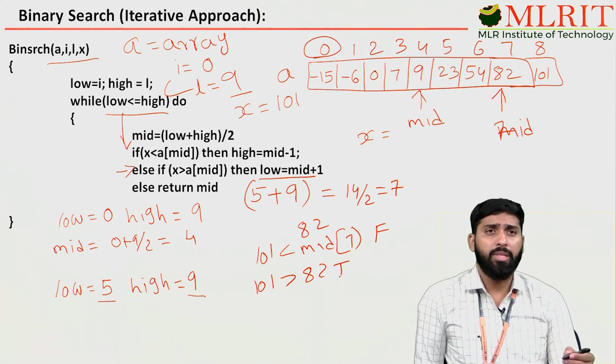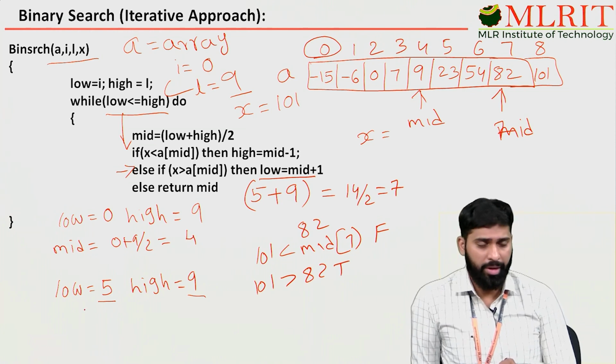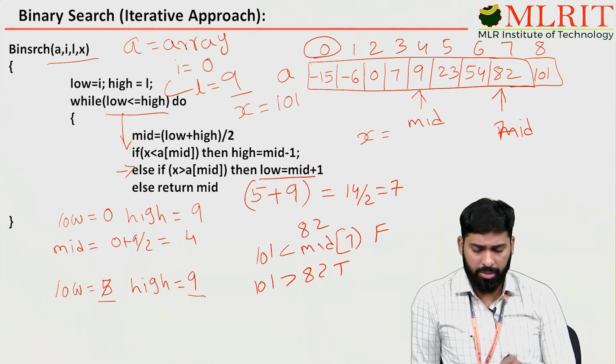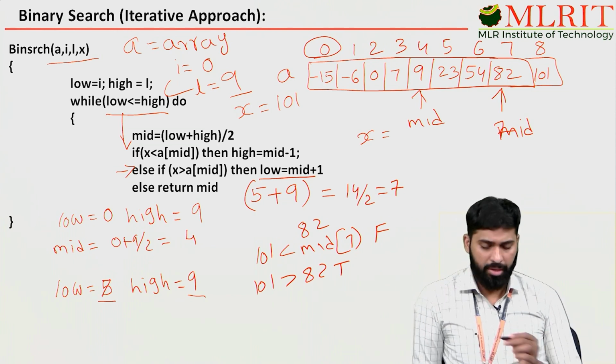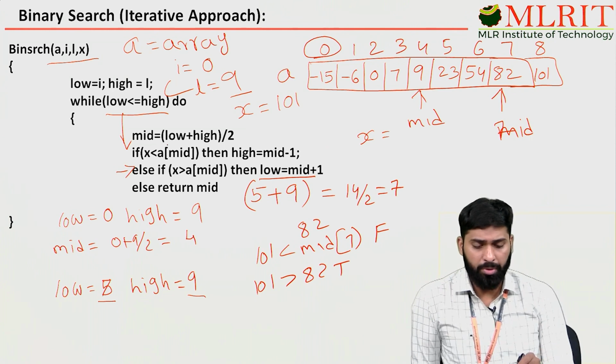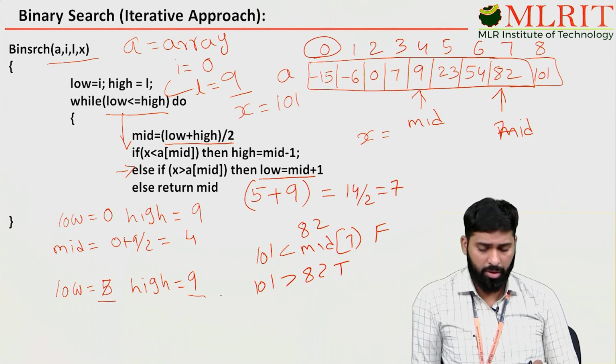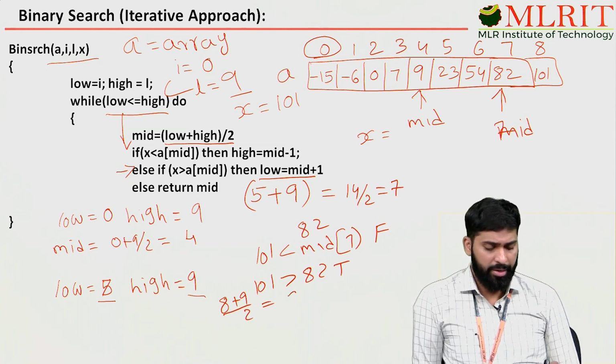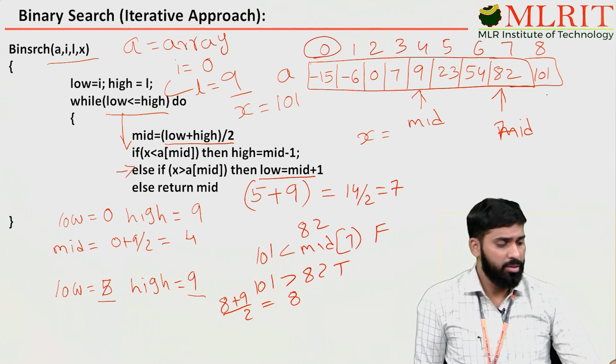So again update the low value. What is low? 5. So low equals mid plus 1. What is mid? 7. 7 plus 1 means now low equals 8. Again we enter into the loop. You are going to perform the mid calculation. Now 8 plus 9 by 2, that equals 17 by 2, which is again 8. Now this is the mid.